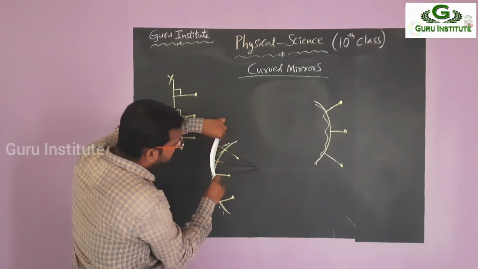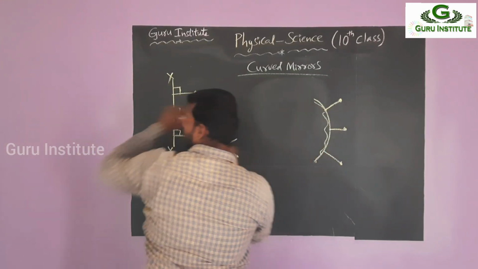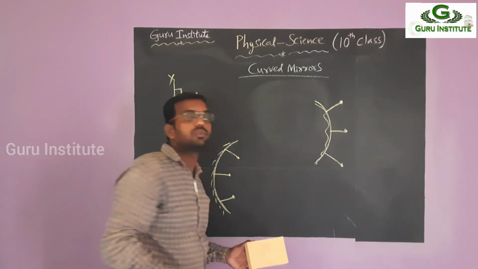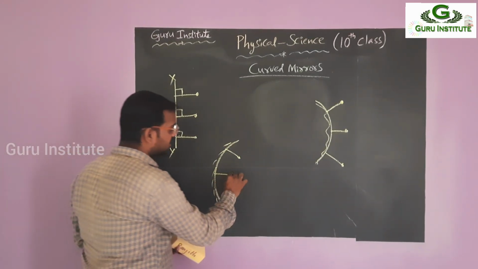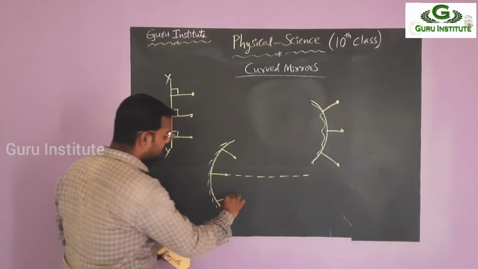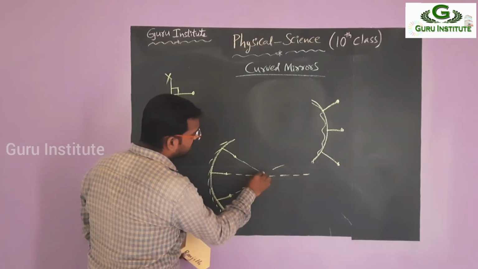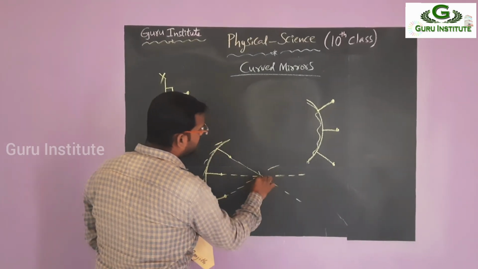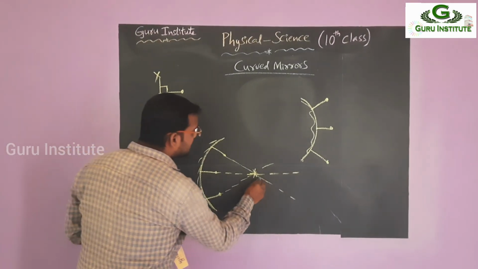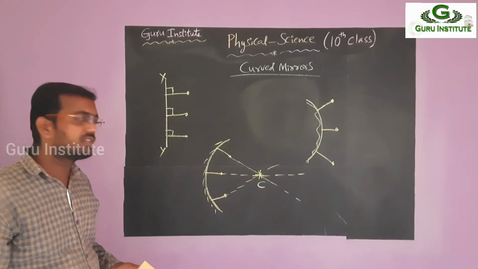In the concave mirror, these three meet each other. In the convex mirror, these three do not meet in the forward direction, so we have to draw extensions. Suppose I extend like this, so this is one of the axes, and if I extend this, all meet at this point. This point of contact is called the center of curvature.